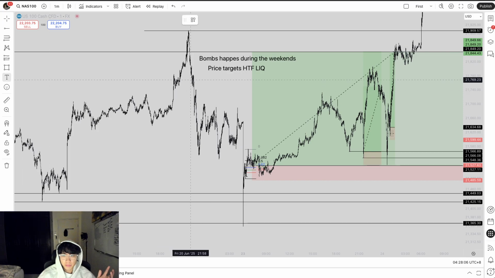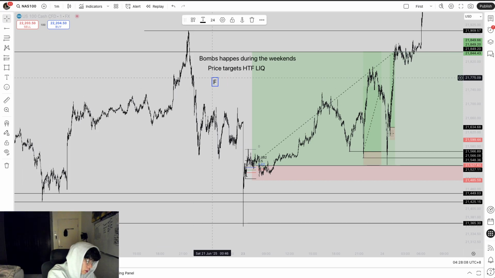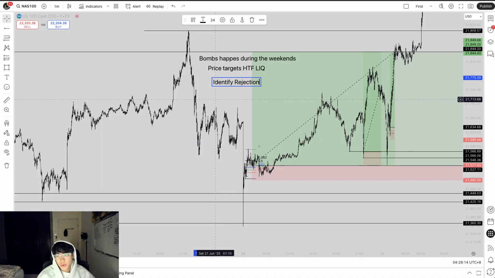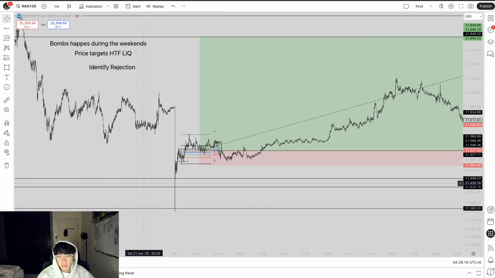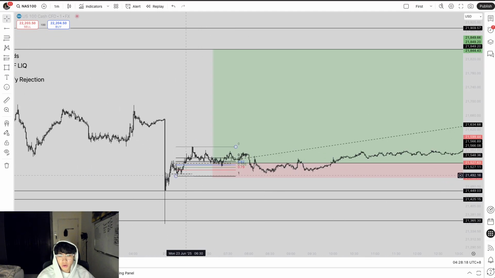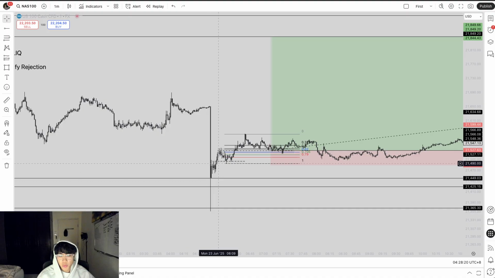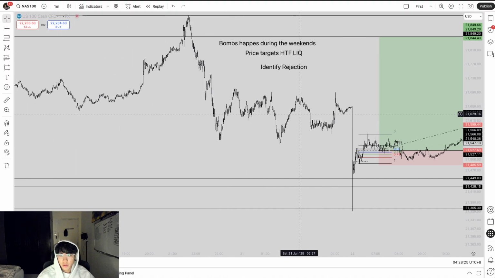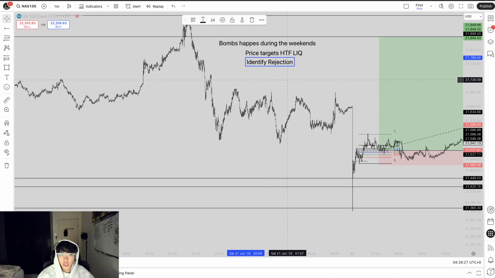Next thing, identify rejection. So we can see here, price came down and swept a long wick, not a full candle, and then we have a rejection on the 5 minute bullish candle. So we could say that's a rejection.